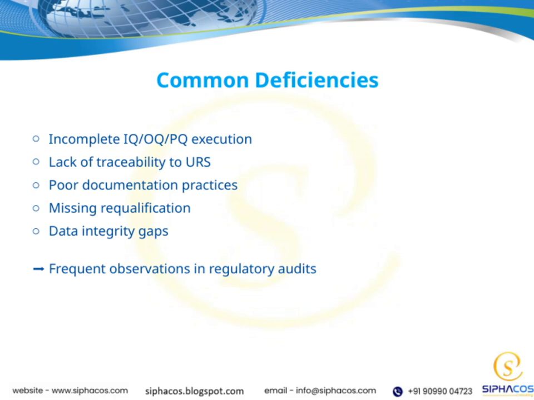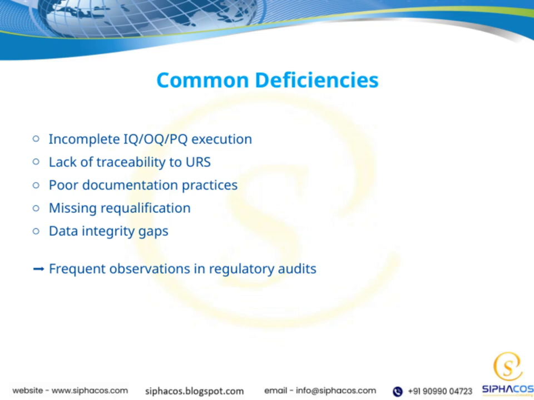Poor documentation practices are also a widespread challenge. Inadequate or inconsistent records not only hinder compliance, but can also make audits more complicated. Speaking of audits, missing requalification is another issue. If systems or equipment aren't requalified when needed, it raises questions about ongoing performance and compliance. Lastly, data integrity gaps are a significant concern. These gaps can compromise the reliability of data, which is crucial for regulatory approvals and overall quality assurance.